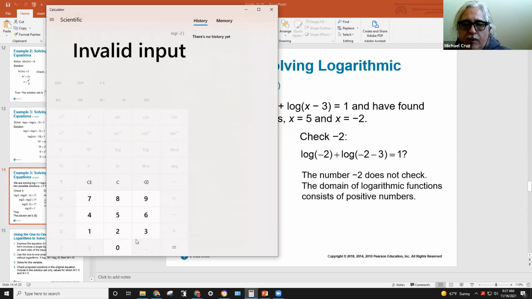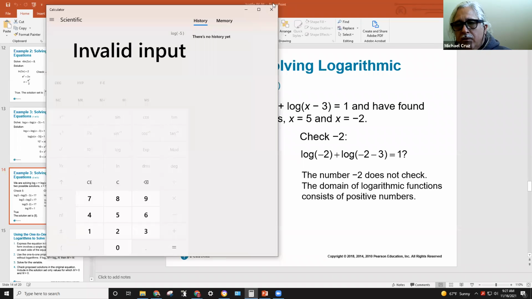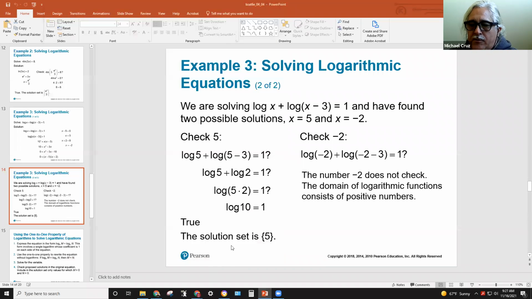So same thing is going to happen with the negative. So the only solution is 5.